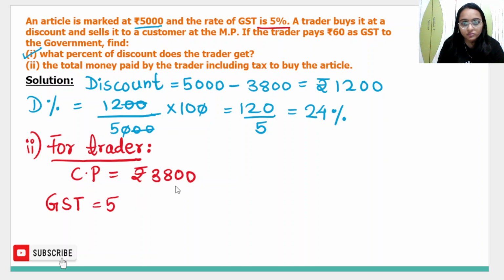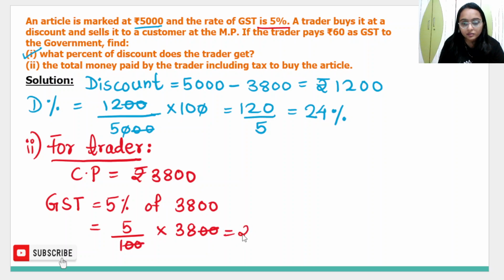So GST rate is given, 5%. So 5% of 3,800. 5% is nothing but 5 upon 100 times 3,800. These two zeros get cancelled, you multiply. So 8 5s are 40, carry 4, 5 3s are 15, plus 4 gives you 19. So it is 190 rupees GST.